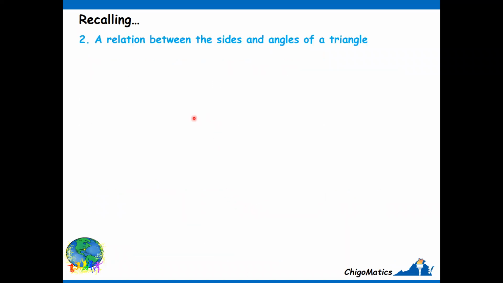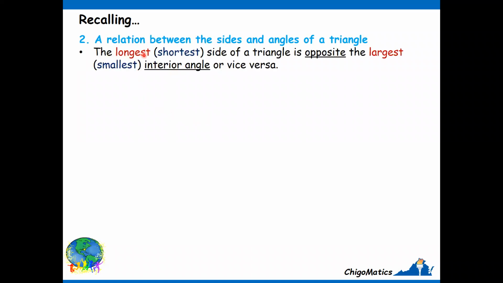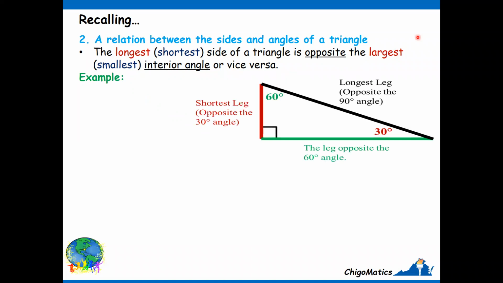Let us also recall a relationship between sides and angles of a triangle. The longest or shortest side of a triangle is opposite the largest or smallest interior angle, or vice versa. Let us look at this example here. We have that right triangle, right? So we are supposed to establish the relationship between the sides.